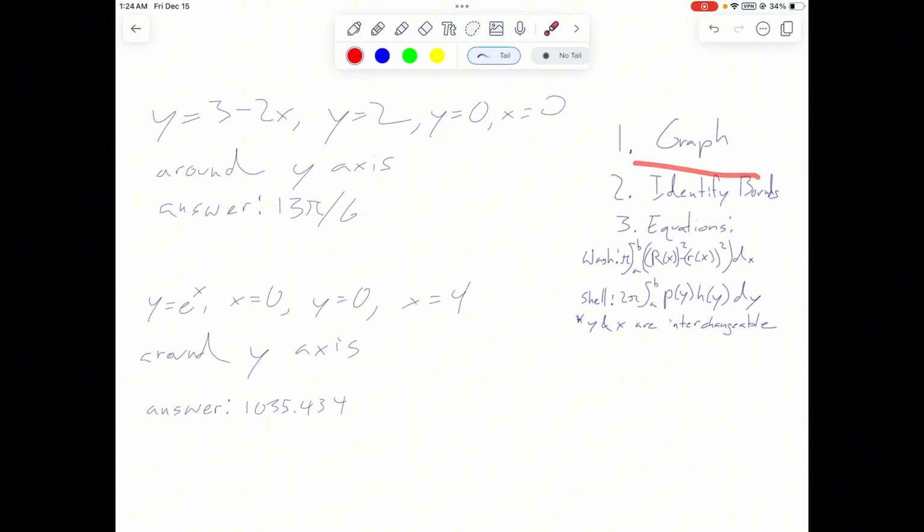Remember, graph, identify bounds, then equations. Washer is when you're integrating perpendicular to your axis of rotation, and shell is when you're integrating parallel to your axis of rotation. And y and x, the terms, depend on that axis of rotation and whether it is vertical or horizontal, and which method you are using for it.